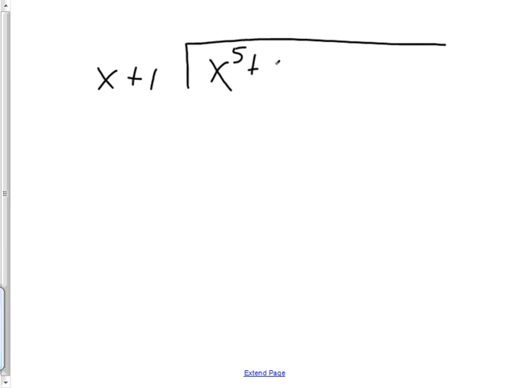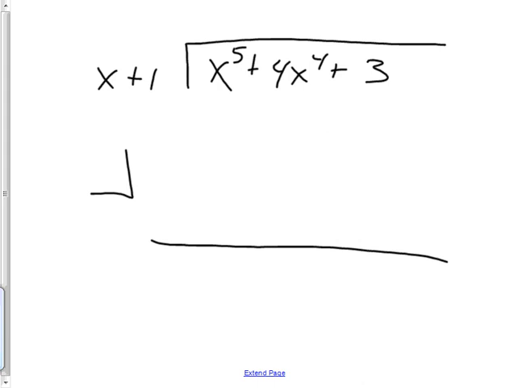If I asked you to put this into synthetic instead of long, could you put this into synthetic? Yes, you could. And how would you? Well, you'd make your little box like this and draw a line like this. Everybody try to set it up. See if you know how to set it up. If you don't, then watch me in a second. I'll set it up.